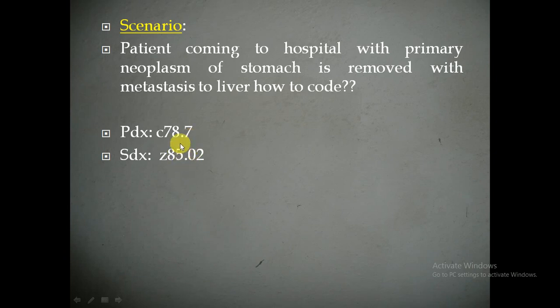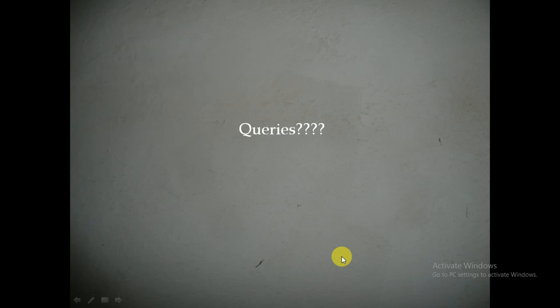Like that we assign the ICDs whenever the primary is removed and no further treatment is there, but it has spread to the liver and the treatment is to the secondary side. So we assign the principal diagnosis as the secondary neoplasm of the liver, and the secondary diagnosis will be the personal history of the primary site. These are the coding guidelines of the neoplasm.